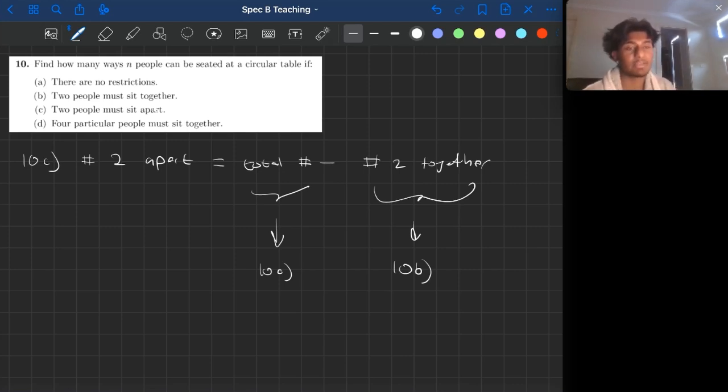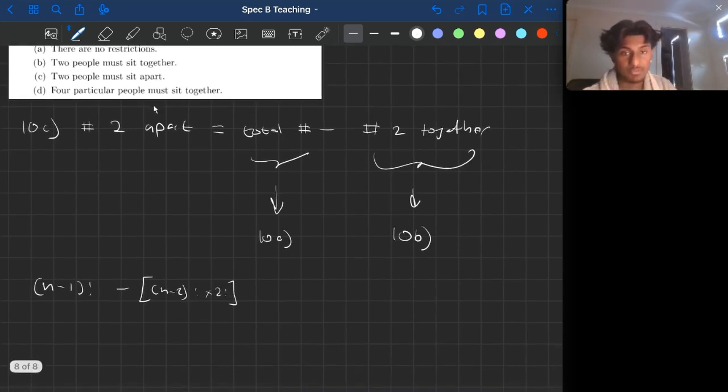This is a common thing. We got A, B, C questions, and we need to use previous parts to solve this. So from 10A, when there's no restrictions, it's going to be n minus 1 factorial. And when there's 2 together, it's going to be n minus 2 factorial times 2 factorial. And this is going to be the answer to 10C.